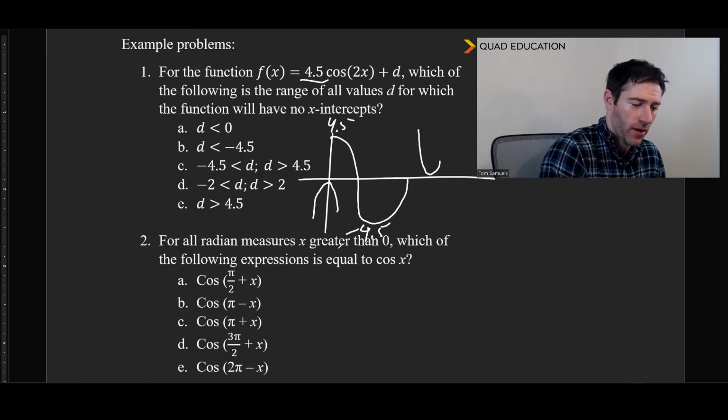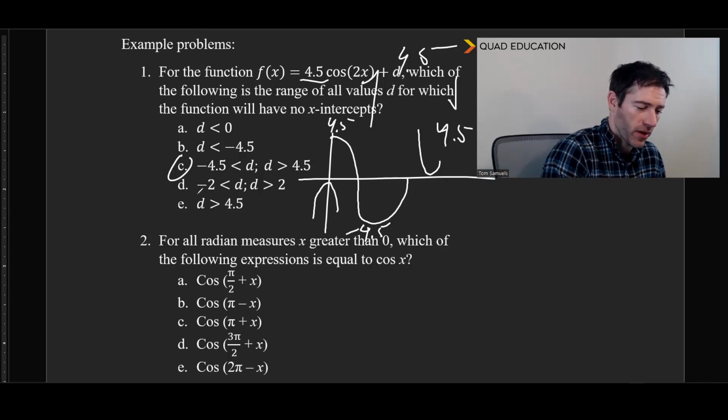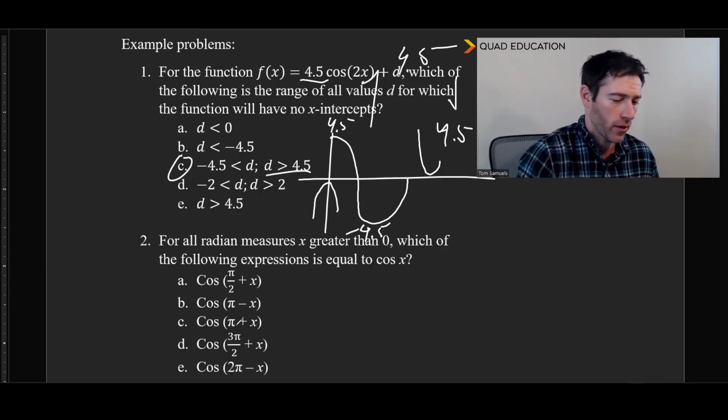And all that is to say we need to either just move this up more than 4.5, or down more than 4.5. That's effectively what this one says, where we say, okay, it's either we have less than negative 4.5 is how much d is, or more than 4.5. And that's a pretty straightforward one to visualize. Let's take a look at the next one.